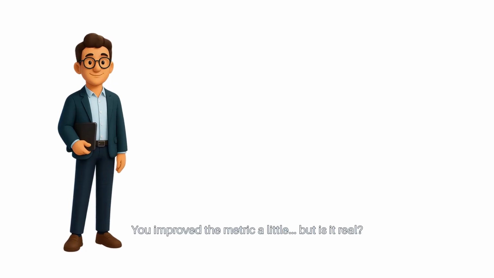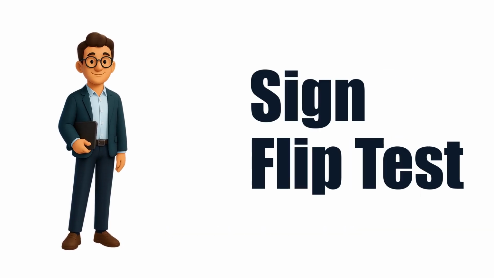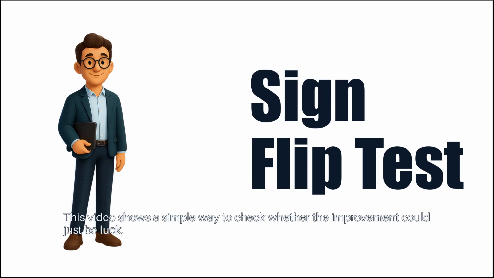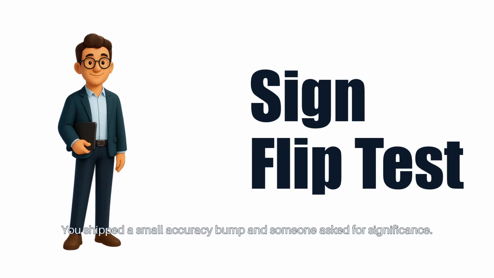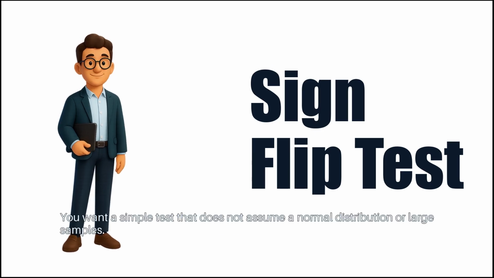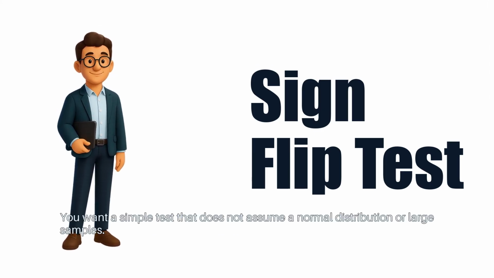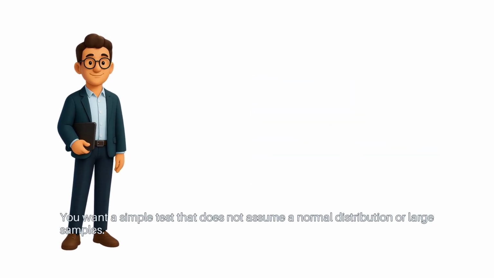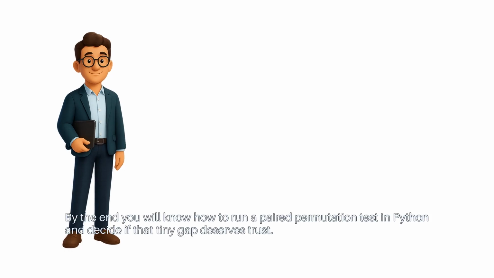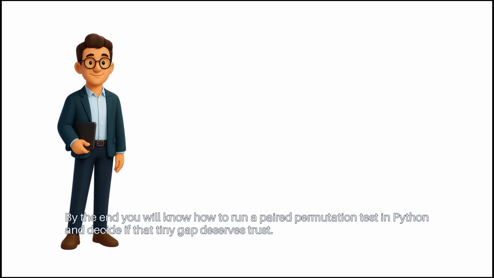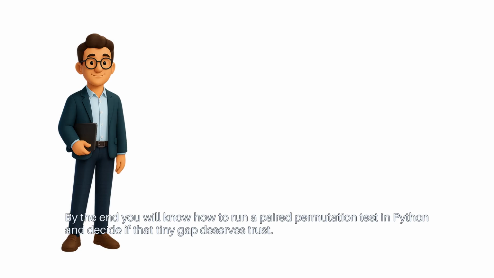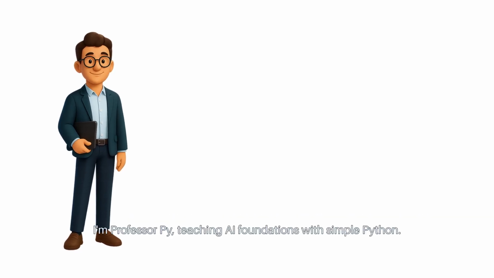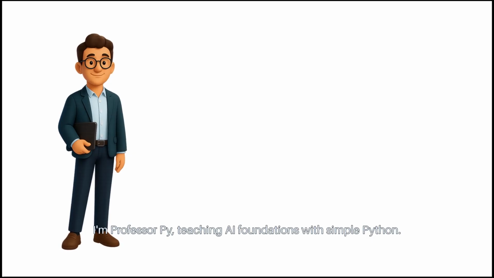You improve the metric a little, but is it real? This video shows a simple way to check whether the improvement could just be luck. You shipped a small accuracy bump, and someone asked for significance. You want a simple test that does not assume a normal distribution or large samples. By the end, you will know how to run a paired permutation test in Python and decide if that tiny gap deserves trust. I'm Professor Pi, teaching AI foundations with simple Python.